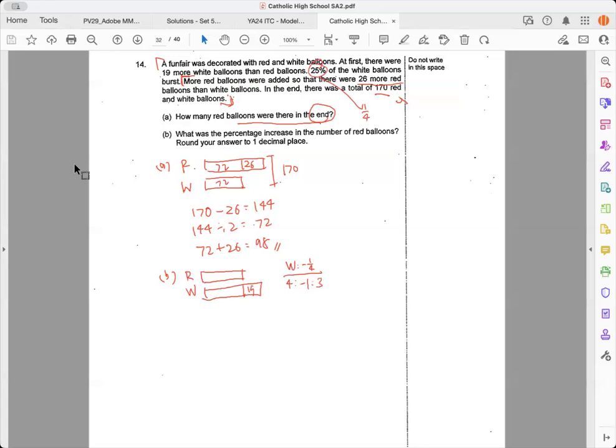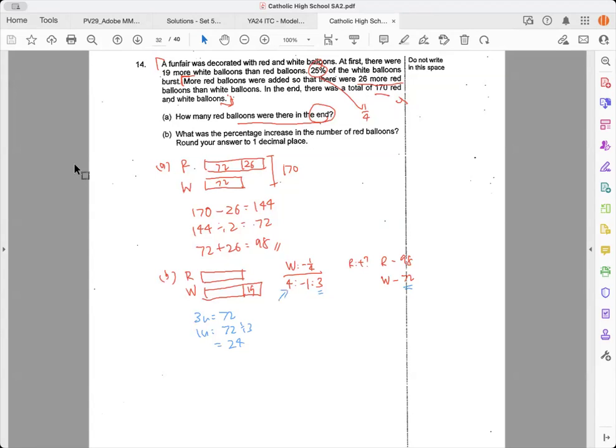You added more red. I don't know how many, put a question mark. In the end, this is what happened, red and white. Red will be 98, white is 72. Okay. Is that common base? No. Only one ratio, no common base. But looking at this, we can see 3 units is equal to 72. Correct? So 3 units, 72, 1 unit is 72 divided by 3, you get 24.